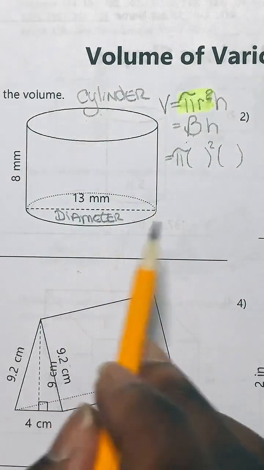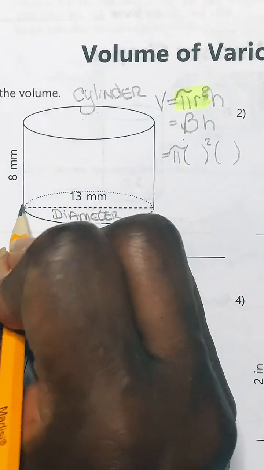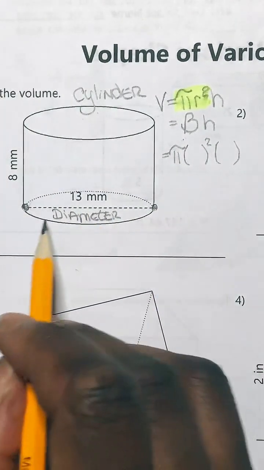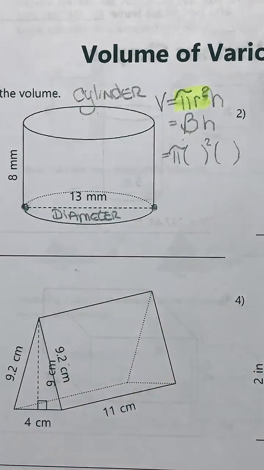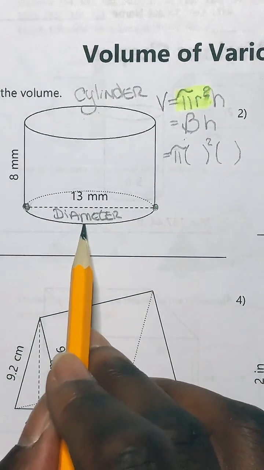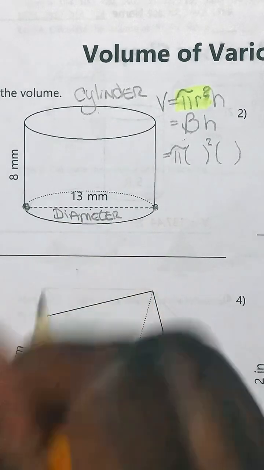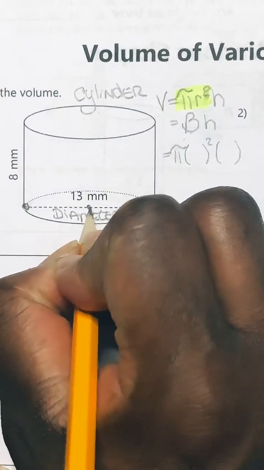So a diameter goes from one end of the circle to the other end, and it goes through the center of the circle. Diameters are chords that go through the center of the circle. But we don't want the diameter, we don't want the whole thing. We want half. Half is the radius.